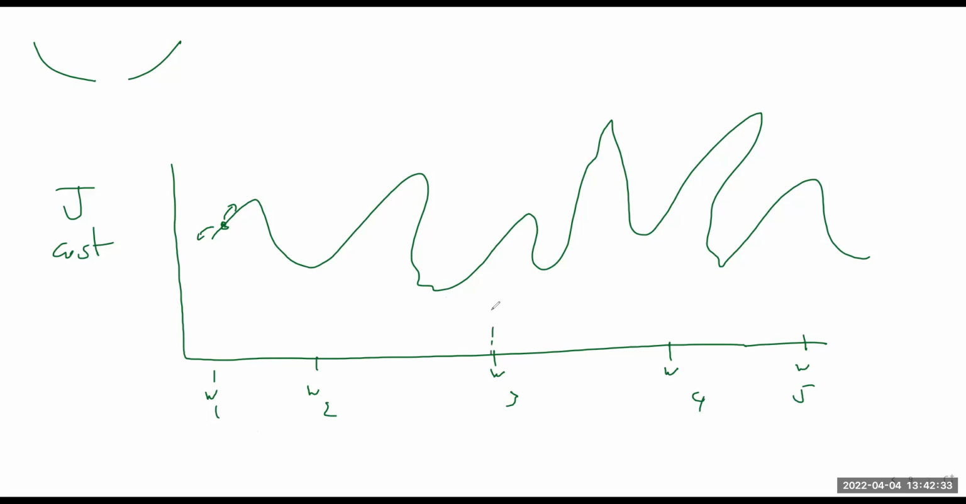W3 would be there, right? W2 would be there. Is there a better point in the function that minimizes cost? Now, which one would it be?